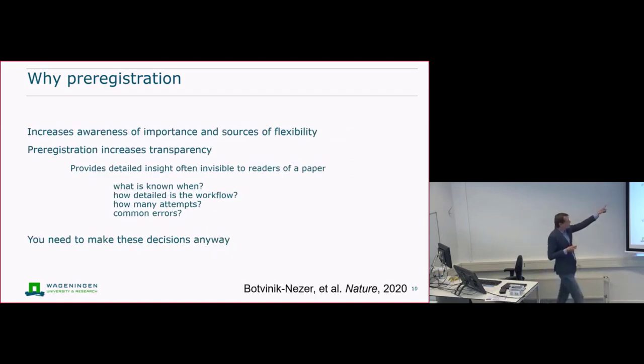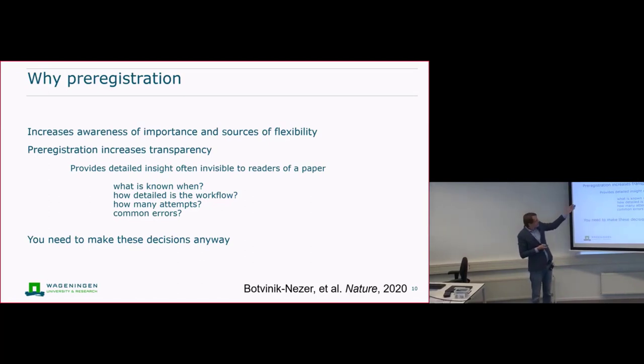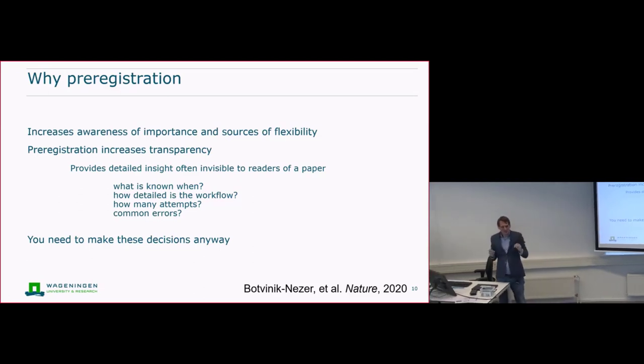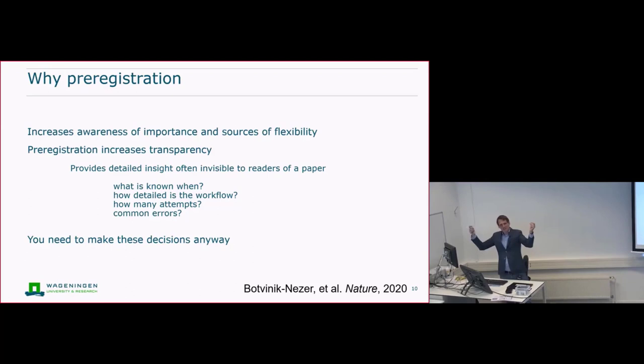Now, it also increases awareness of the importance of the source of flexibility. I think in psychology, many people were not aware that many of these decisions really impact your conclusions and results. Pre-registration also increases transparency. By outlining all these decisions, you make very clear to yourself and others what is the level of detail that I use in my research before I start analyzing the data? I will give a couple of examples later, but you can have really broad ideas, like a verbal hypothesis: I think this will be larger than this. Or you can have very detailed expectations, stating, for instance, I think that this is larger than this, as tested with this and this analysis, under this and this condition.